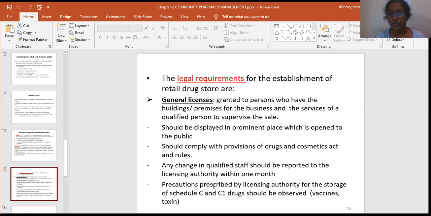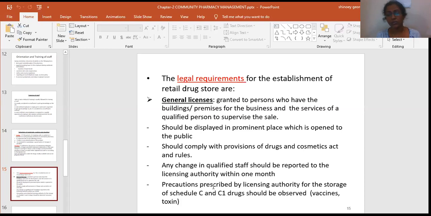And one more thing, the owner of the pharmacy should be a registered pharmacist, then only he can apply for a general license. And the license which the pharmacist or the owner of the place has should be displayed in a prominent place so that customers can easily view the particular license. And all the drugs which are purchased in the community pharmacy should be according to the Drugs and Cosmetics Act and rules.